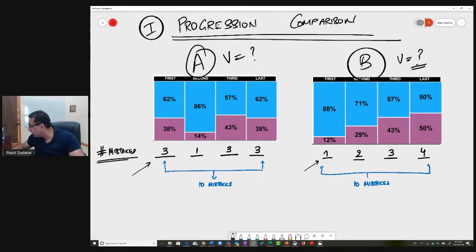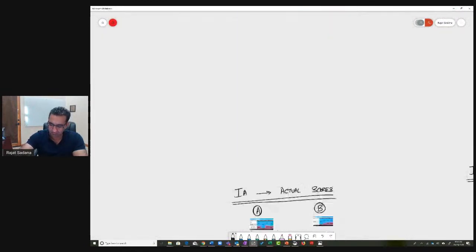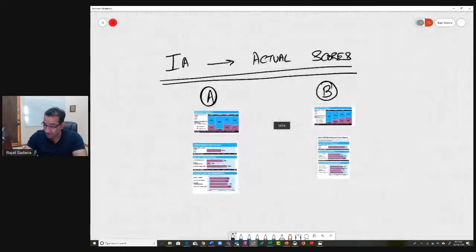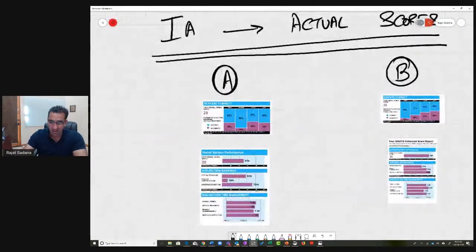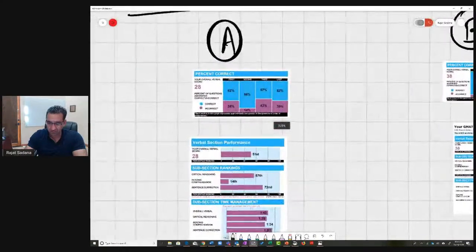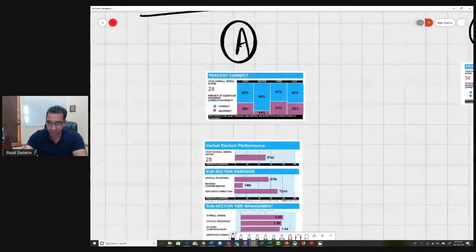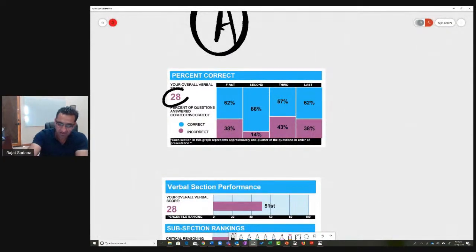Anirudh, I would say probably is the closest of all of this. Let's look at the actual data. These are their actual scores. Both A and B are the same students. Okay. A, the same thing over here, had a verbal score of 28. This was A. His verbal score was 28.